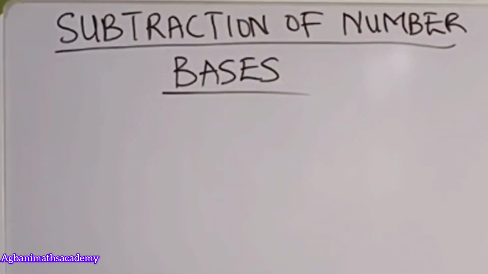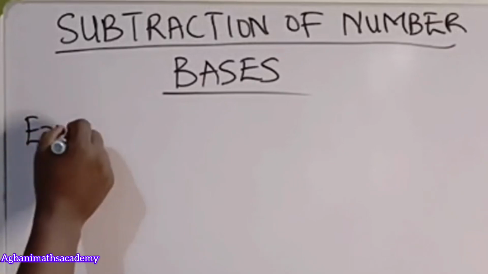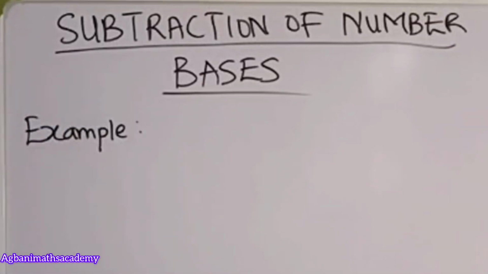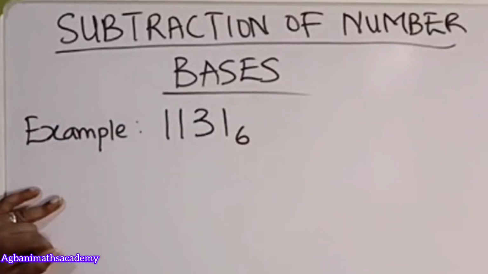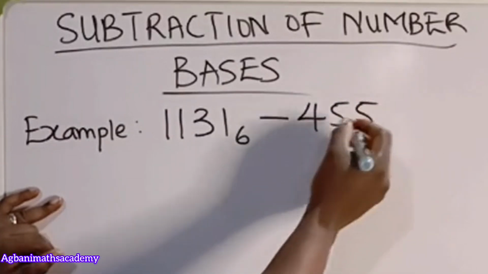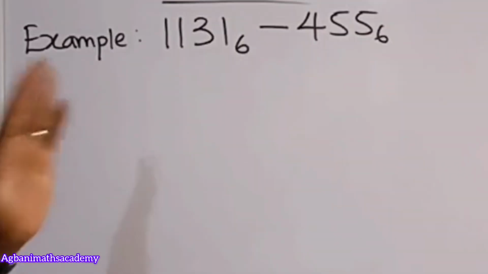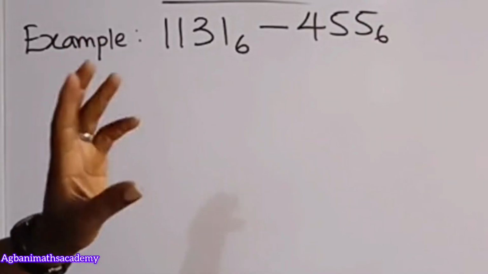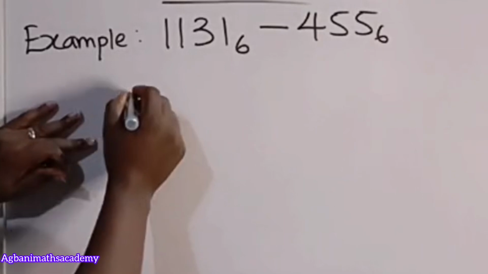Okay, so subtraction of number bases seems a little bit tricky, but if we are careful, we are going to get it. So let's look at the first example: 1131 base 6 minus 455 base 6. Okay, so let's write it down.